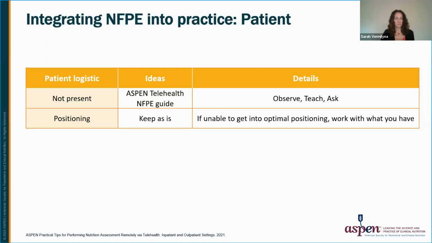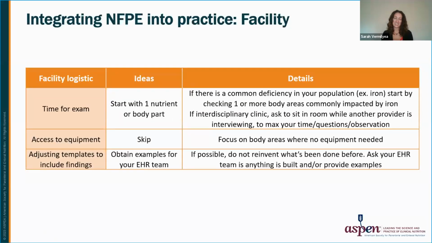Facility logistics, the number one that I hear is time for this exam. So just start with one nutrient or one body part. If there's a common deficiency in your population like iron, start by checking one or more of those body areas that are commonly impacted by iron. If you're in an interdisciplinary clinic, ask to sit in the room while another provider is interviewing. This can maximize your time and the questions and the observation that you get to do.